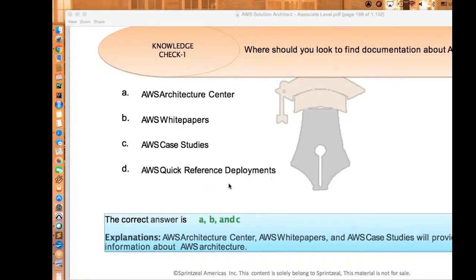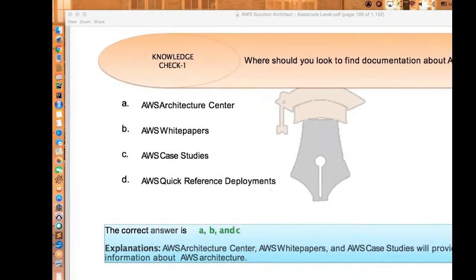The quick reference deployments will be used only for how you deploy it, but it doesn't talk much about the AWS architecture. The architecture will be well explained in the architecture center, white papers, and the case studies. In a real-time problem, if you talk about the Netflix scenario, that is the case scenario. What is the problem statement? How AWS has solved those problems is one of the cases.